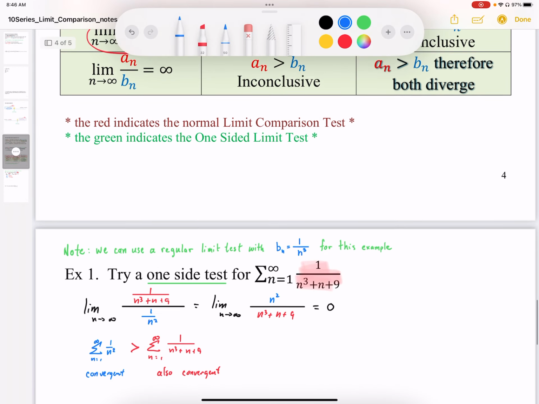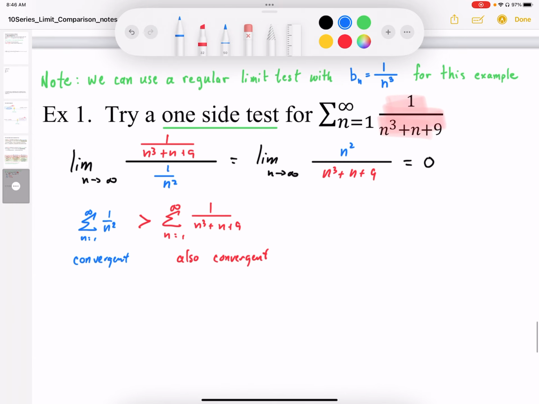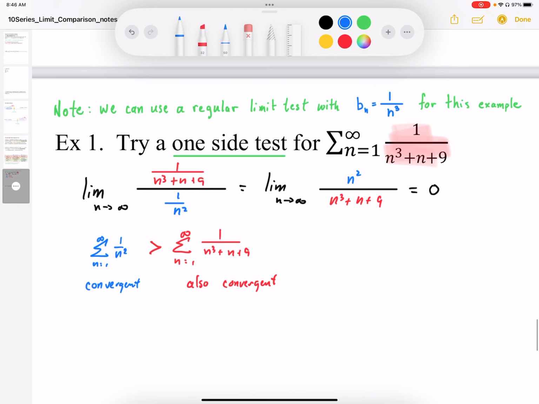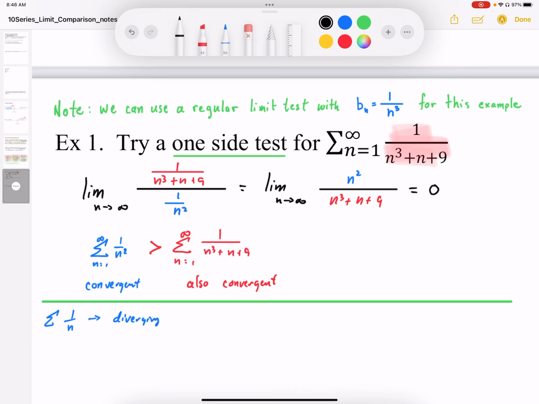We can show an inconclusive test for this one as well. So in this case here, we had a sense this was converging, and we chose a converging series to compare it to. So let's say that we chose a diverging series to compare it to. So we're going to set up this limit. We're going to use the diverging series 1 over n. So we know that this is diverging this time.